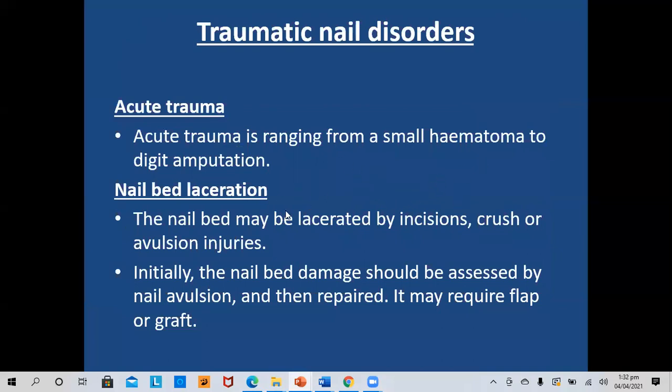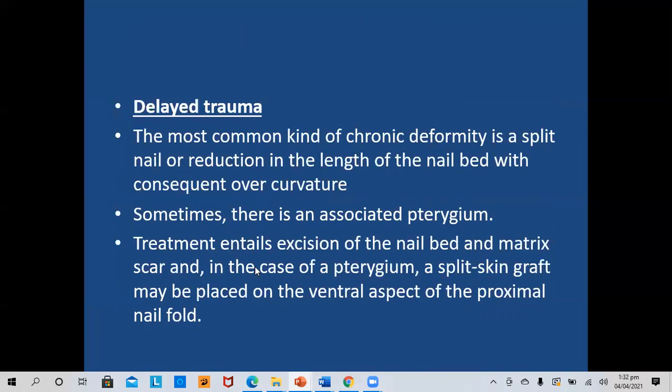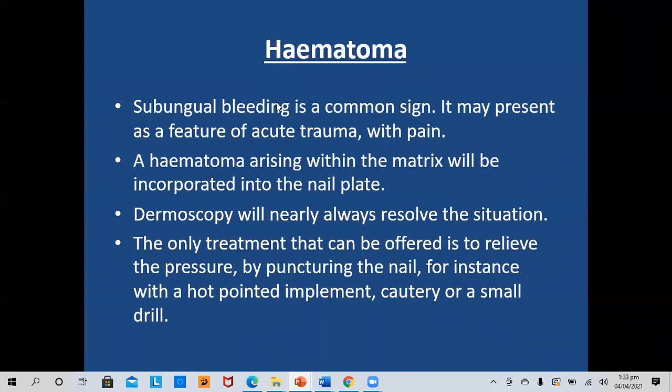Traumatic nail disorders. It can be acute trauma from hematoma, digital amputation or nail bed laceration. Delayed trauma is sometimes caused by special sports or occupation. There is splitting of the nail and reduction in length of the nail bed, sometimes associated with pterygium formation. Hematomas are possible, and sometimes hematomas have to be distinguished from melanoma. A hematoma arising within the matrix will be incorporated into the nail plate. Dermoscopy will resolve the issue.